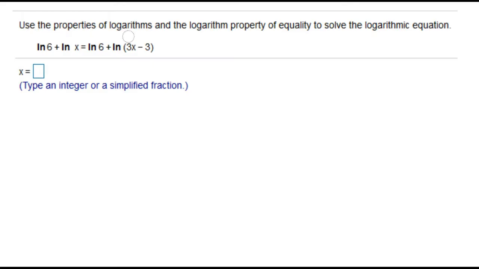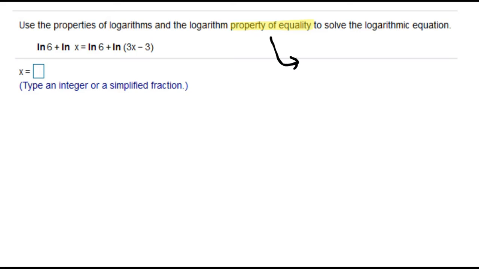Use the properties of logarithms and the logarithmic property of equality to solve the logarithmic equation. The logarithmic equation is natural log of 6 plus natural log of x equals natural log of 6 plus natural log of 3x minus 3. So let's talk about this property of equality to know what we're trying to work towards.